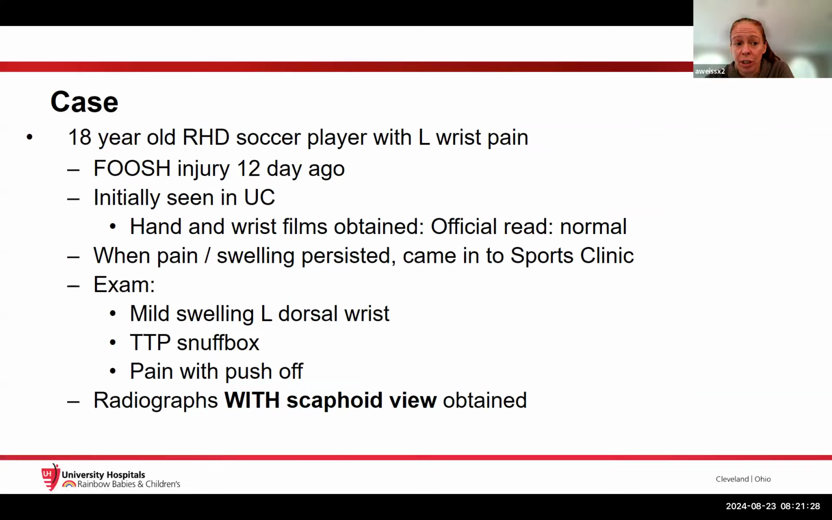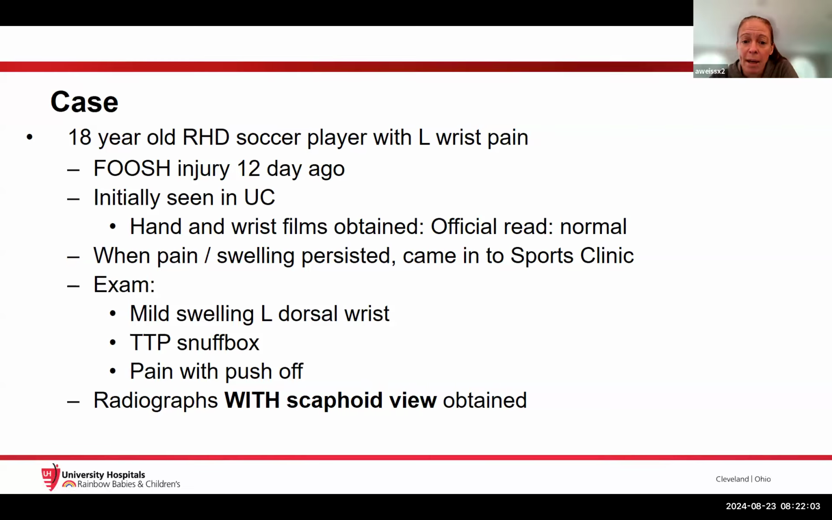Another common thing that we're going to see: an 18-year-old right-hand dominant soccer player who fell on the left wrist about 12 days before they came into clinic. This fracture that we're about to talk about is probably the most common fracture that I see, other than sometimes the torus fractures. I think these are probably more common because teenagers will often ignore this, because they don't always get super swollen. So this kid was seen in an urgent care and they got hand and wrist films that were read as normal. So this is why we always read our own films.